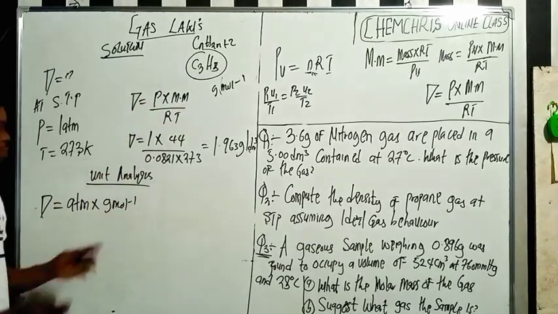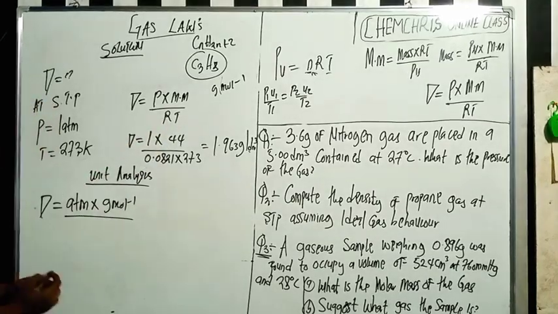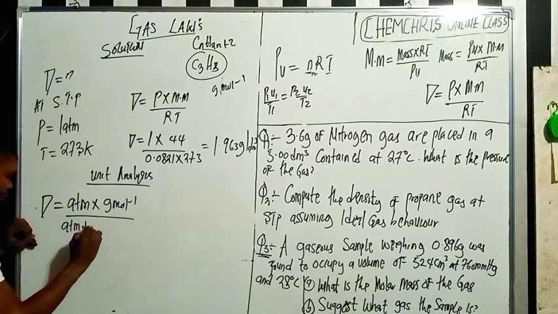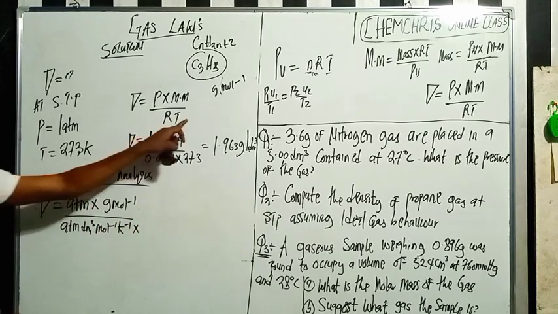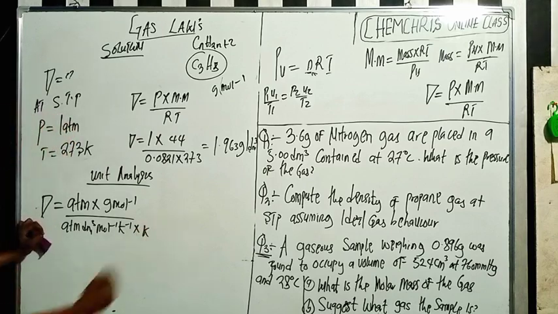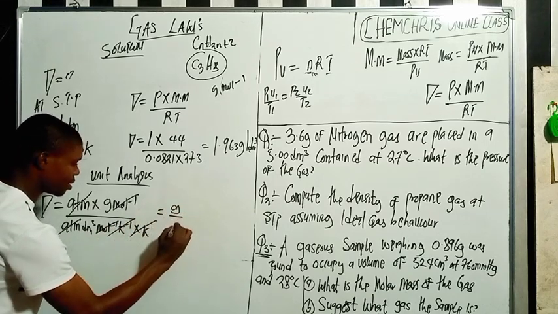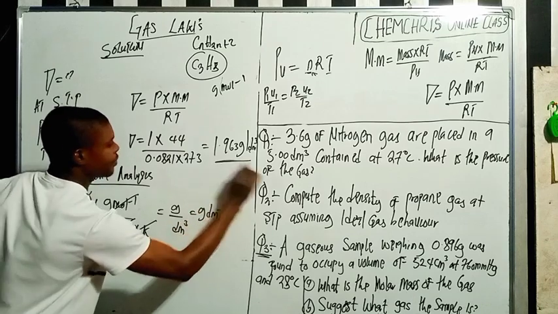Molar mass is gram per mole, over R. R is the gas constant, right? So what is the unit of the gas constant? atm dm cube per mole per Kelvin, right? Times T, which is Kelvin. So now let's break it down. atm cancels atm, per mole cancels per mole, and Kelvin cancels Kelvin. What is left is gram over dm cube. Gram per dm cube, which is this here.